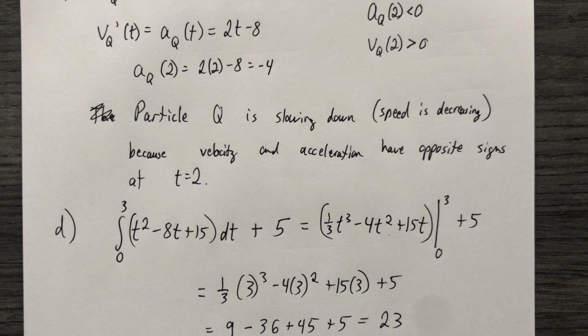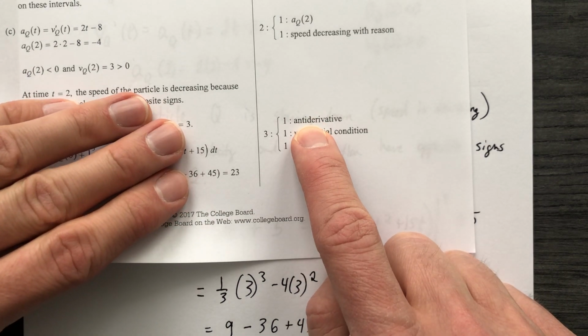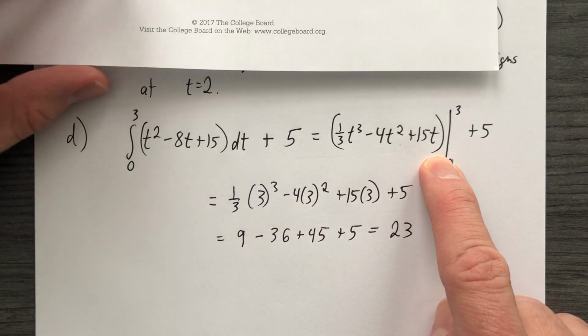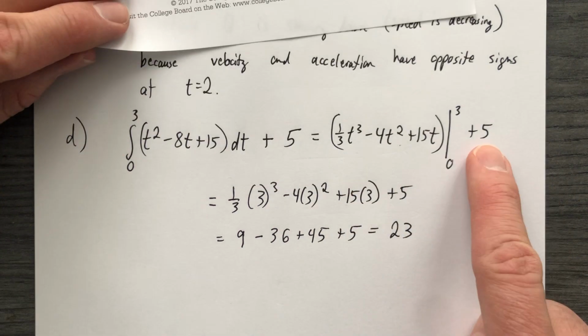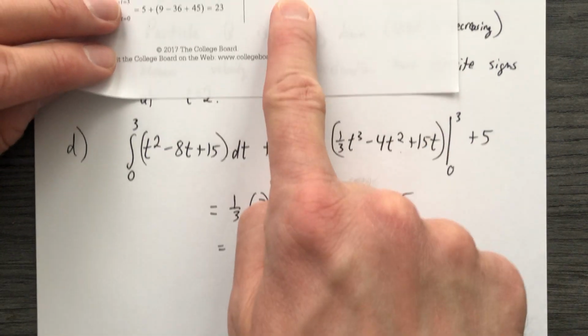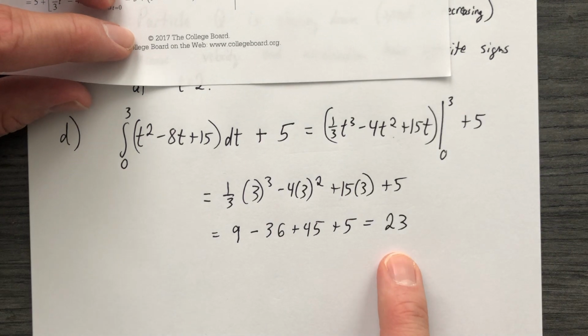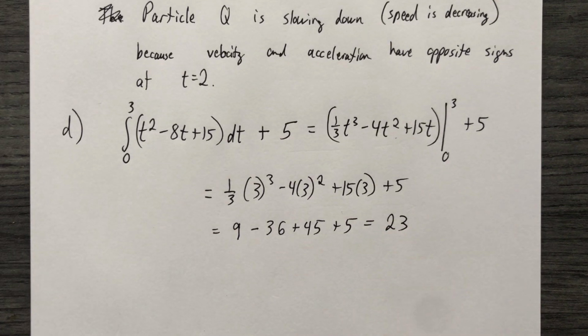All right, last one. We need an antiderivative for 1 point. Got your antiderivative right here, and it is correct. We used the initial condition, which was 5, and we had our final answer, which was 23. So we earned all 9 points. There you go.